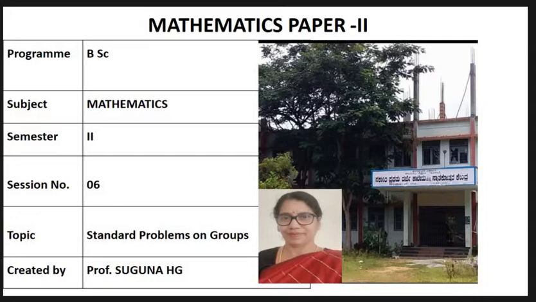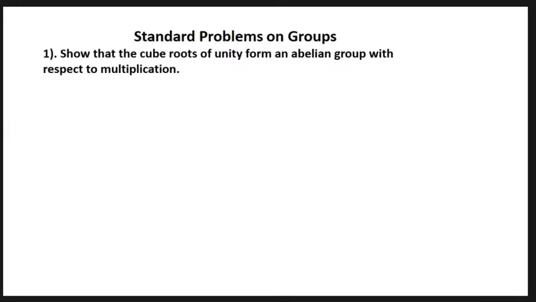In this video, I am presenting you standard problems on groups. First problem, show that the cube roots of unity form an abelian group with respect to multiplication. So here we have to show that the set of cube roots of unity, G = {1, ω, ω²}, forms an abelian group.